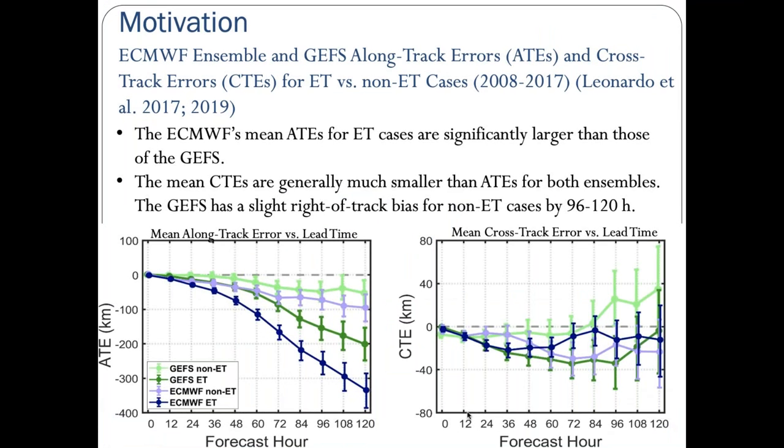So the motivation of this project has to do with errors in track bias in tropical cyclone forecasting. So here's an example, the ECMWF ensemble and GEFS along-track errors, ATEs, and the cross-track errors for extratropical versus non-extratropical cases. And this is over a period from 2008 to 2017 from Leonardo et al. And as you'll see, if you look, the ECMWF's mean ATEs for extratropical cases are significantly larger than those of the GEFS. And the mean cross-track errors are generally much smaller than the along-track errors for both ensembles. And the GEFS had a slight right-of-track bias for non-extratropical cases by about hours 96 to 120.